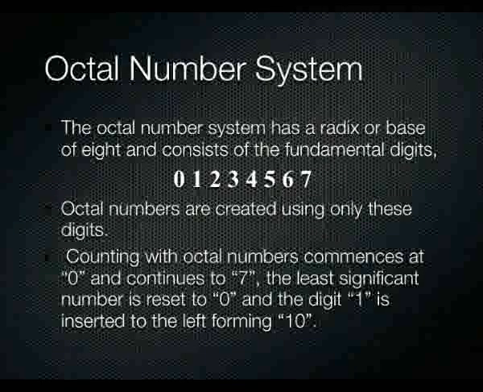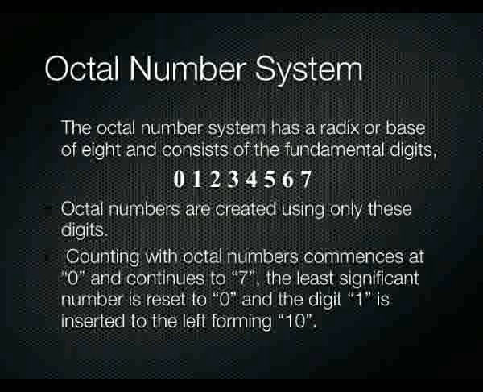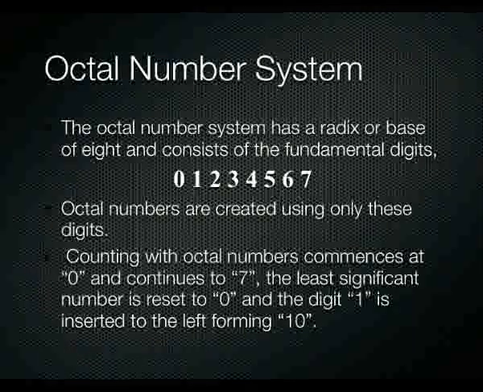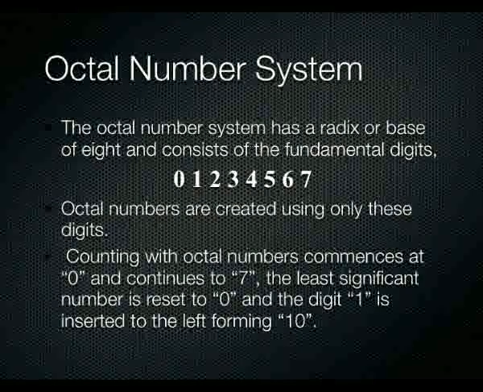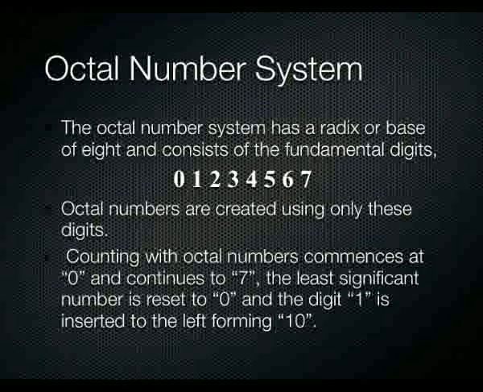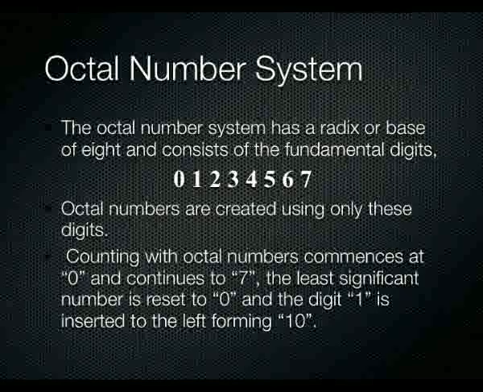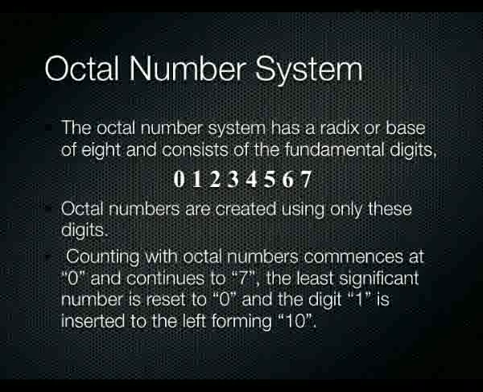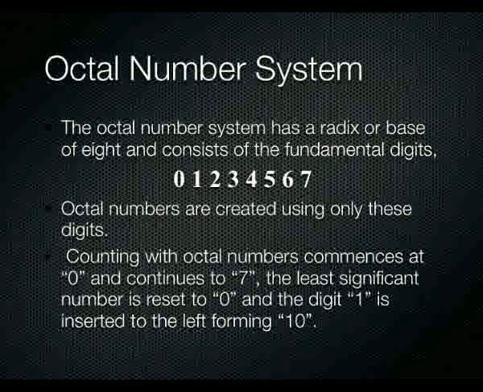Okay, when it comes to octal numbering systems, the prefix oct generally means 8, which defines that we have a radix or a base of 8. Therefore, we have 8 discrete steps, and therefore we have 8 fundamental units. The 8 fundamental units we have in this case are 0, 1, 2, 3, 4, 5, 6, and 7. So they are our 8 fundamental digits. We can create any sort of octal number using only these 8 digits.